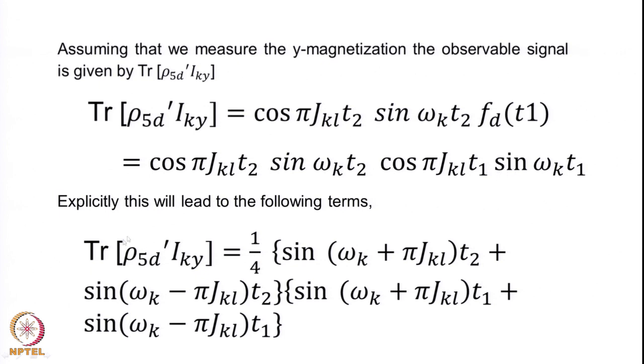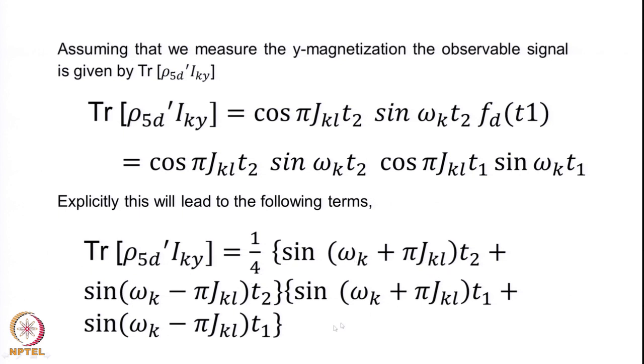So if we want to expand this further, this is the same thing which is written here: 1 by 4 sine omega K plus pi JKL T2, it will generate two terms each, plus sine omega K minus pi JKL T2, this is from the T2 part, and multiply the whole thing by sine omega K plus pi JKL T1 and sine omega K minus pi JKL T1. So what does this tell you? It already indicates there are going to be two frequencies along omega 2, that is omega K plus pi JKL, or if you want to write frequency in hertz, then it will be nu K plus JKL by 2 and nu K minus JKL by 2, because if you take away the 2 pi term here, this will be nu K minus JKL by 2, nu K plus JKL by 2.